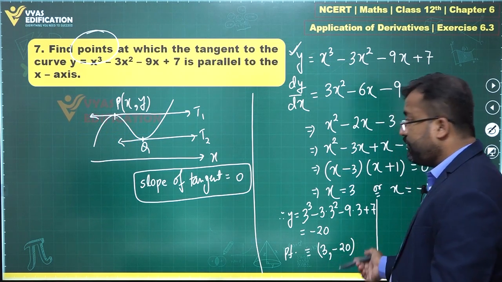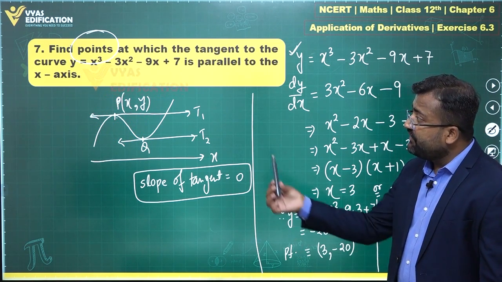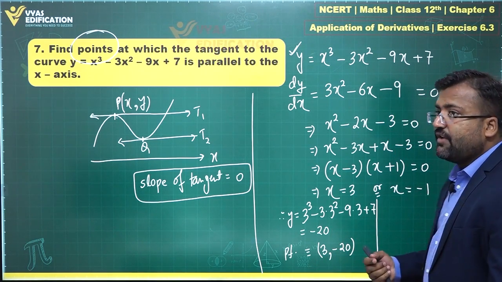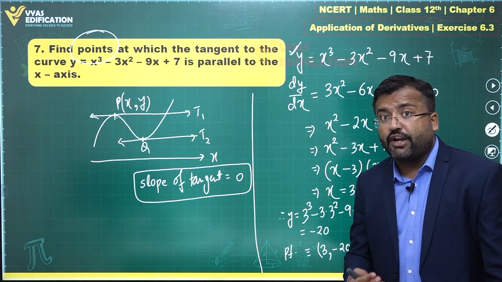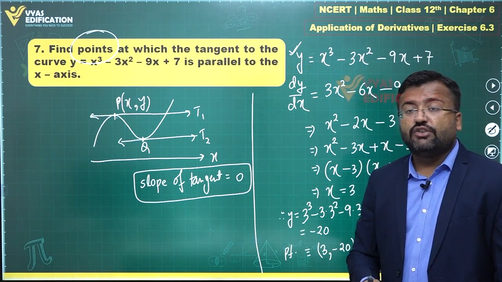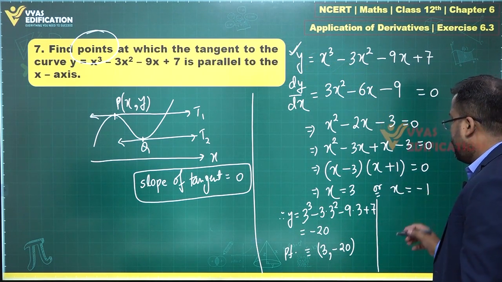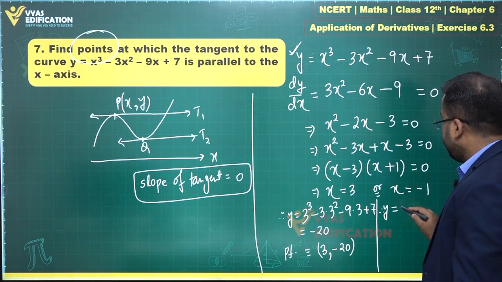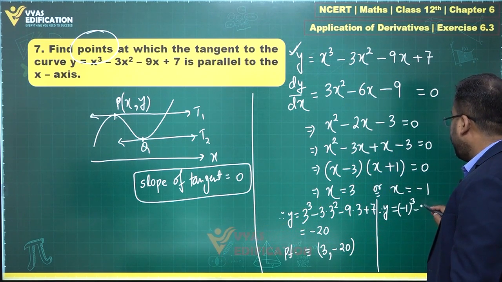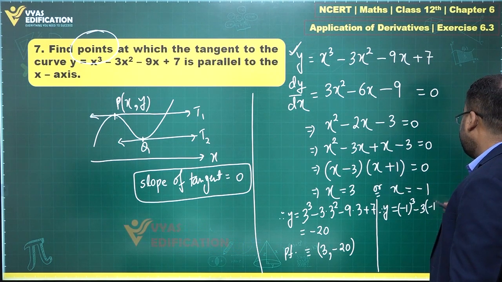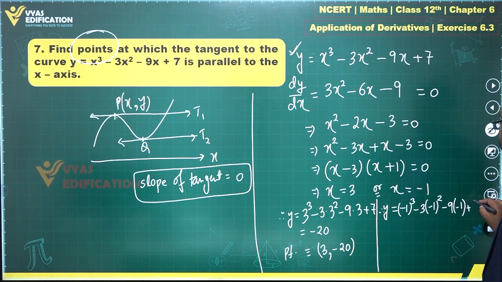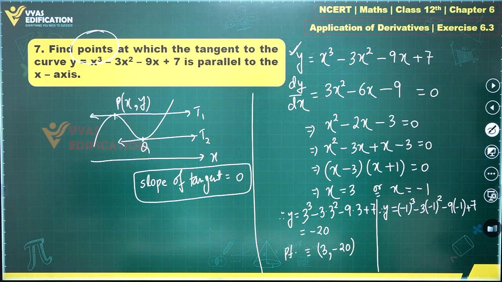Now this is one of the points at which the tangent is parallel to the x-axis. We are getting another value of x, therefore there is another point at which the tangent is parallel to the x-axis. And what's that point? For x equals -1, y equals (-1) power 3 minus 3 times (-1) square, then minus 9 times (-1) plus 7.